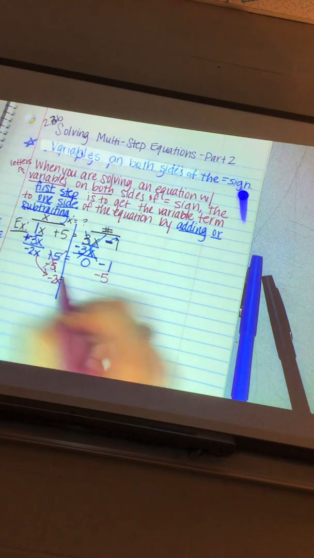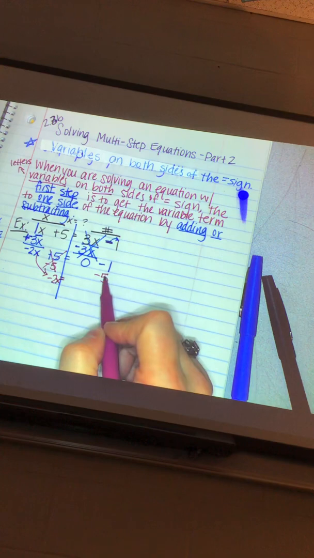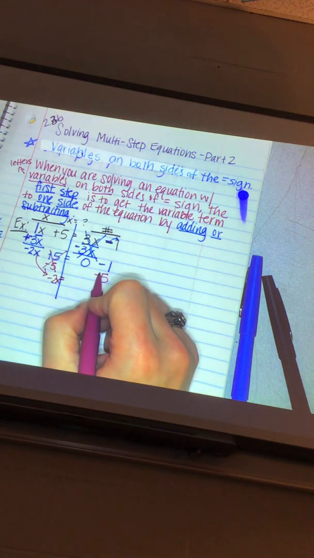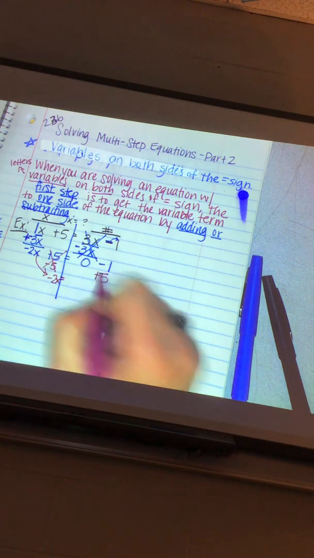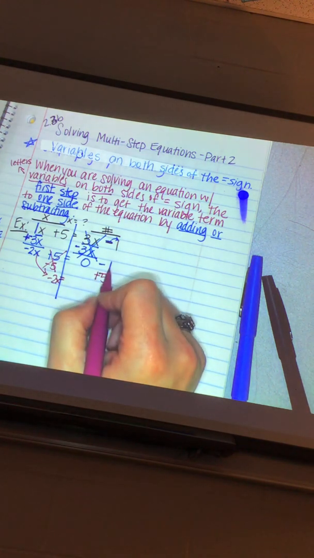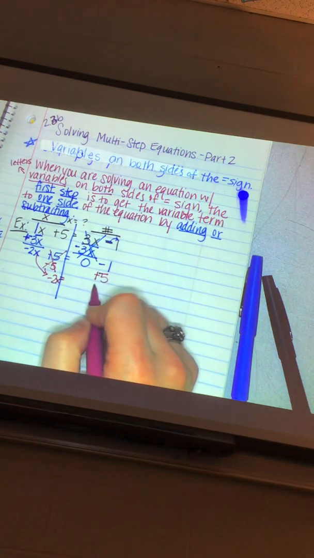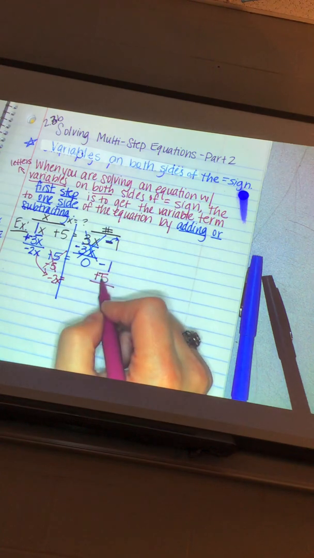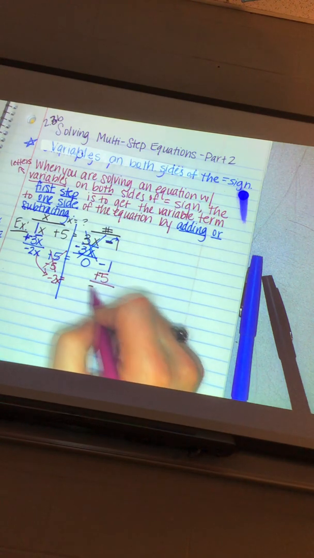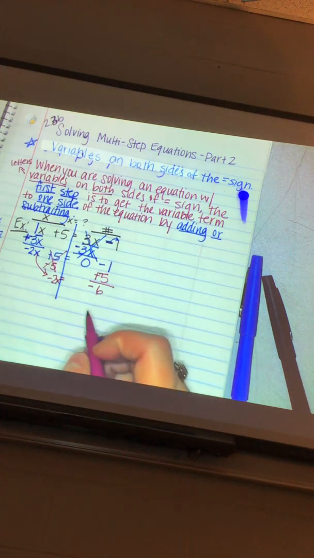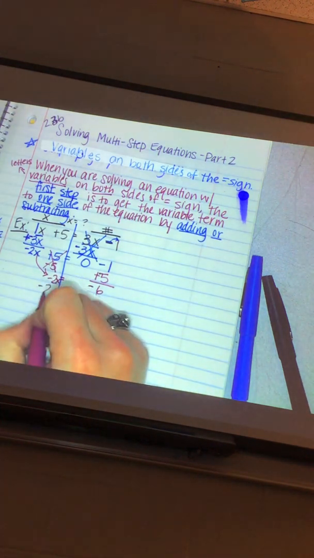And negative 1 minus 5 is same, we got to change, keep, flip the sign, change that sign. So now we have a negative 1 plus negative 5. Same signs, we're adding, so we're going to keep the sign. 1 plus 5 is 6, negative 6. So here we have negative 2x equals negative 6.